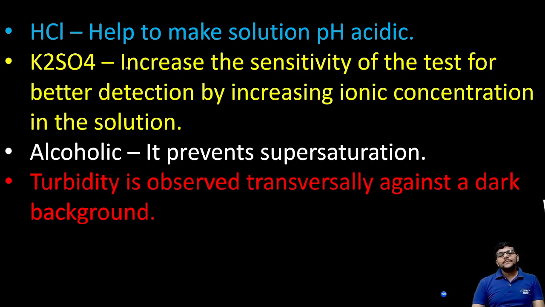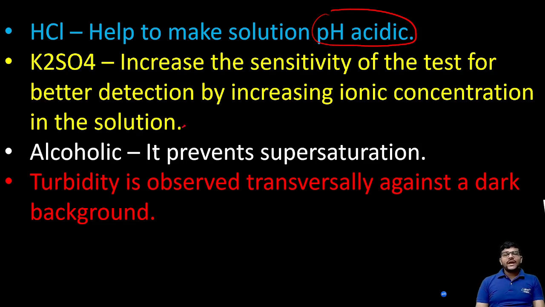So our HCl helps to make the solution pH acidic. This is very obvious, that HCl usually makes the solution pH acidic. And we can use K2SO4, potassium sulphate, which increases the sensitivity of the test for better detection by increasing the ionic concentration of the solution.